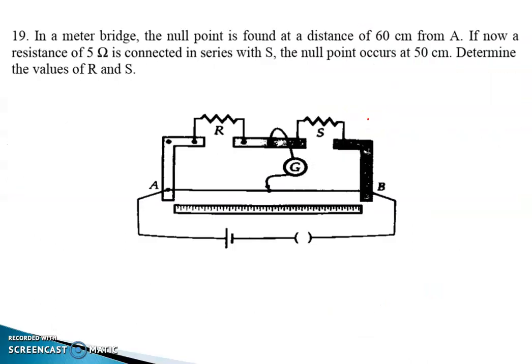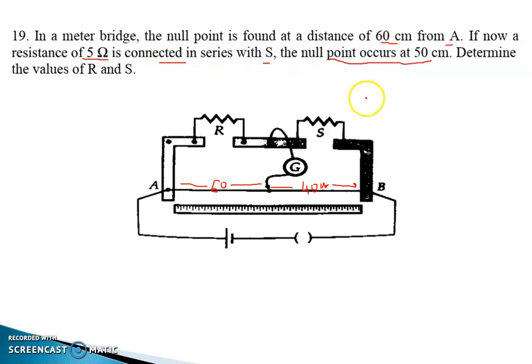Now this is the first question. In the meter bridge, the null point is found to be at a distance of 60 centimeter from A. It means this distance is 60 centimeter. So what will be the remaining distance? That will be 40 centimeter, since it is a meter bridge, and the wire of the meter bridge is 1 meter or 100 centimeter.